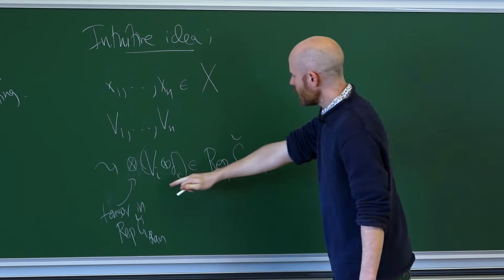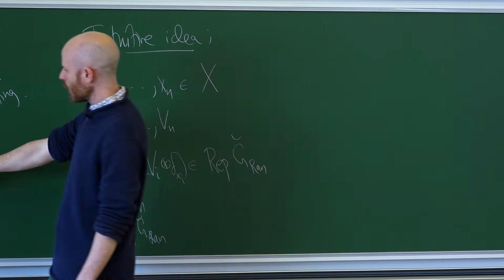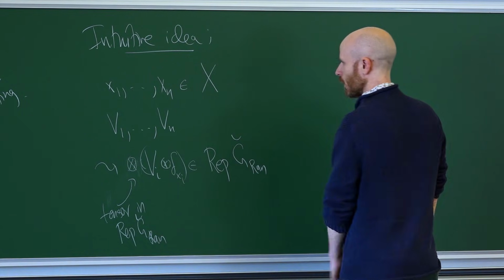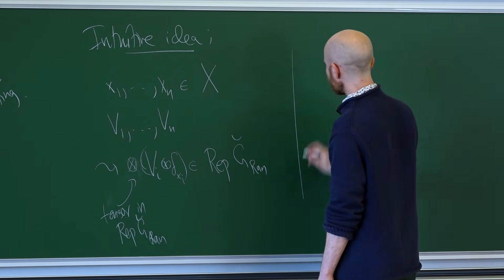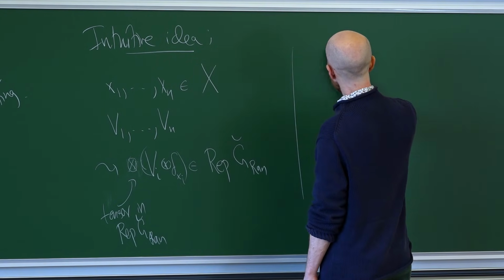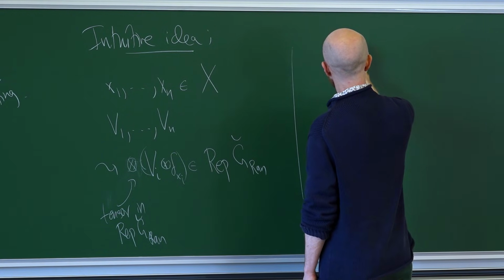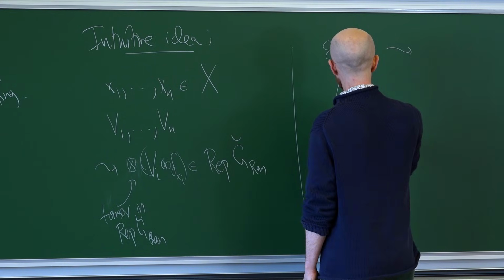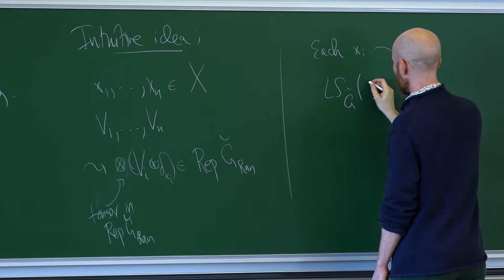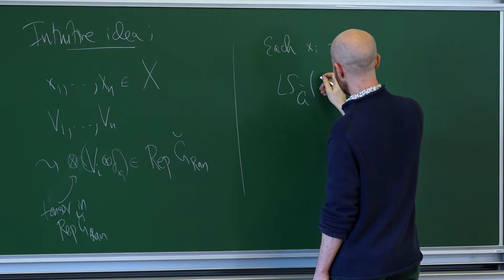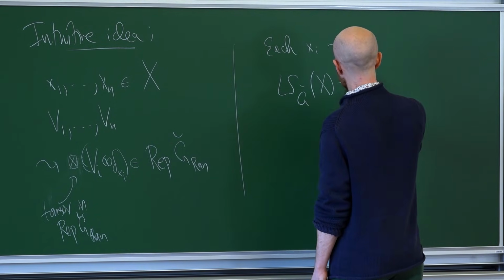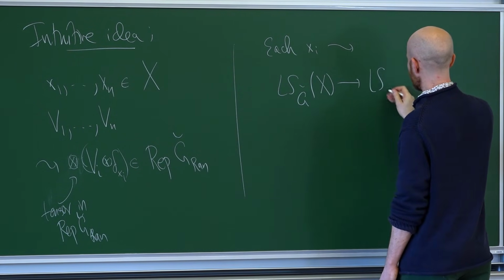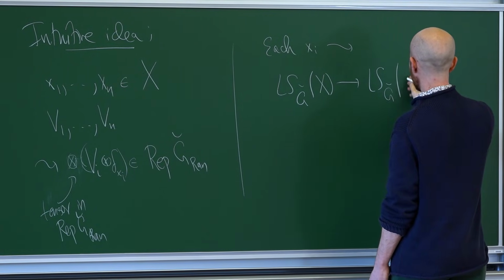And so I can take this object and ask what's the corresponding quasi-coherent sheaf on LocSys G check. And then the point is each xi is going to give rise to a map from local systems on X to local systems at this point.